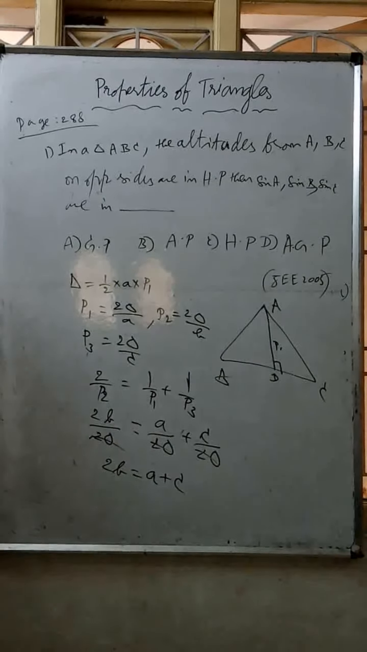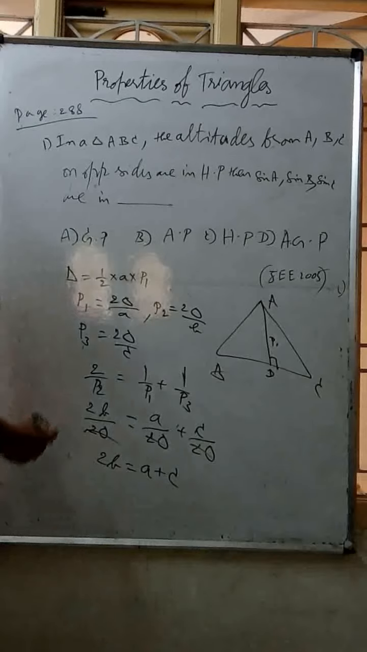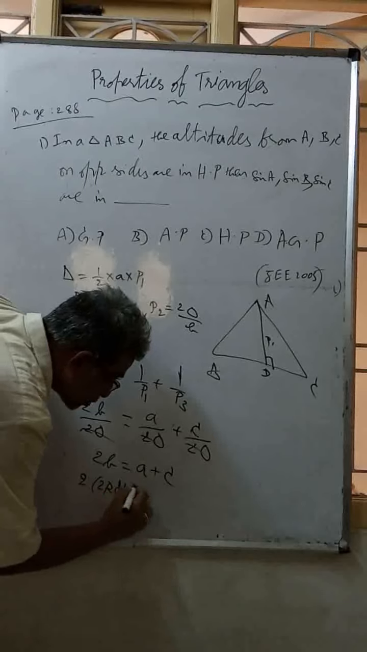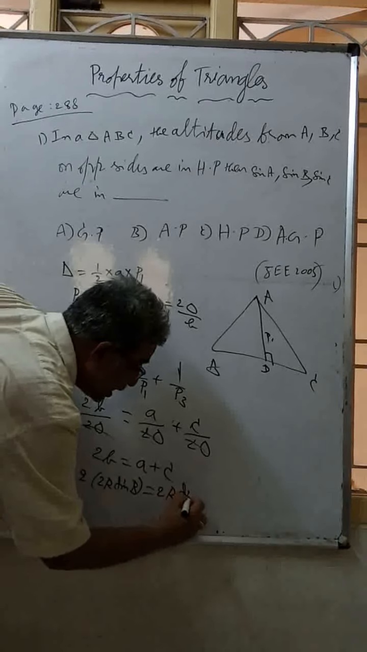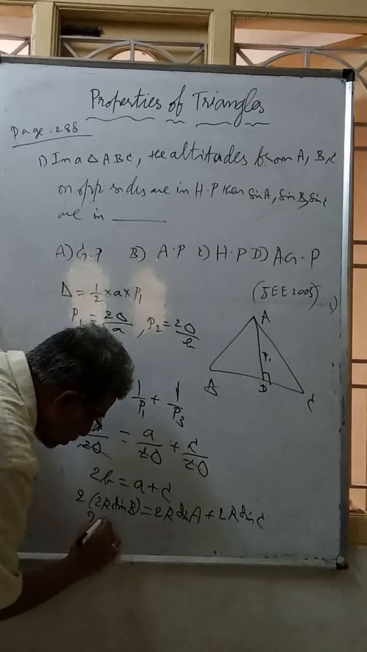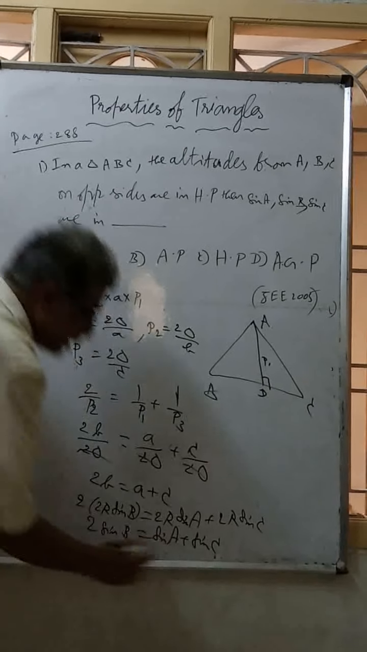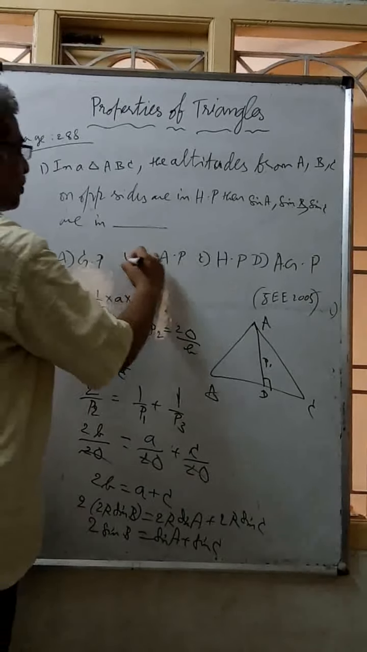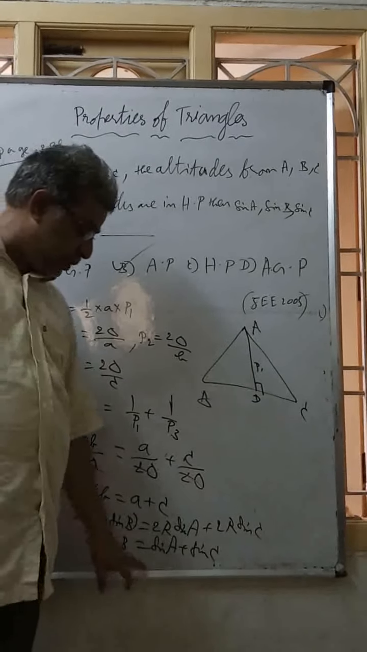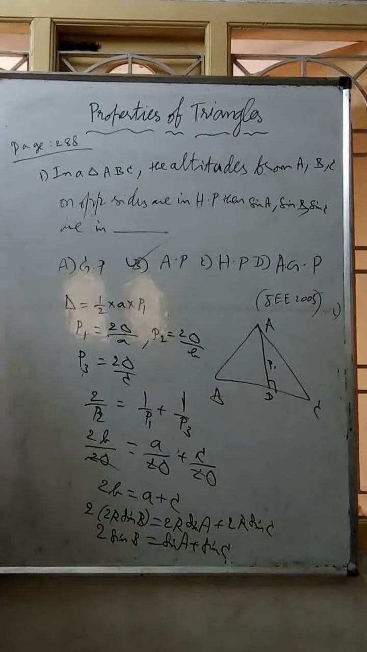2b equal to a plus c means a, b, c are in arithmetic progression. And a, b, c are nothing but 2R sin A, 2R sin B, 2R sin C. Here b is 2R sin B equal to 2R sin A plus 2R sin C. Cancelling 2R on both sides, we get 2 sin B equal to sin A plus sin C. This means sin A, sin B, sin C are in AP, arithmetic progression. The condition is 2b equal to a plus c, so therefore they are in AP. Our option is B.